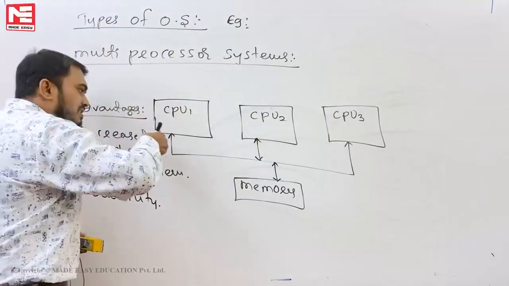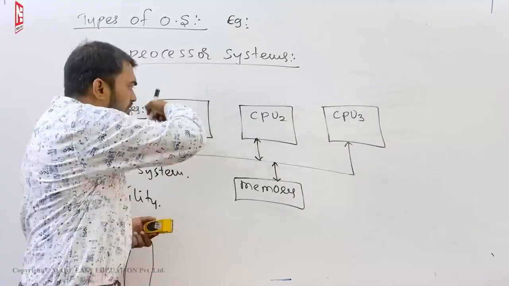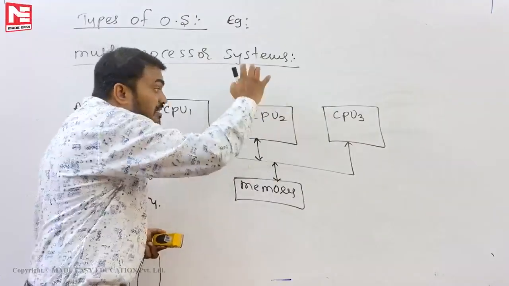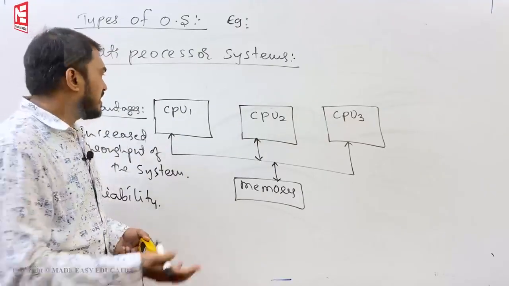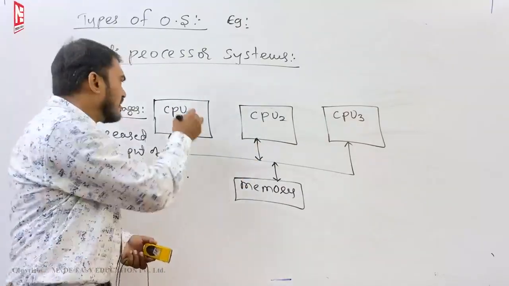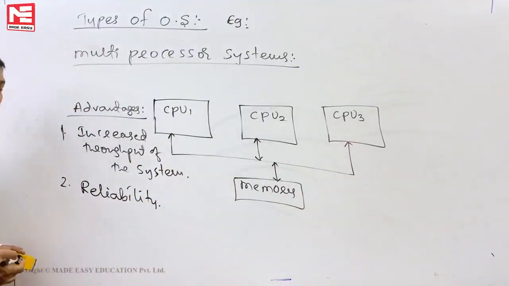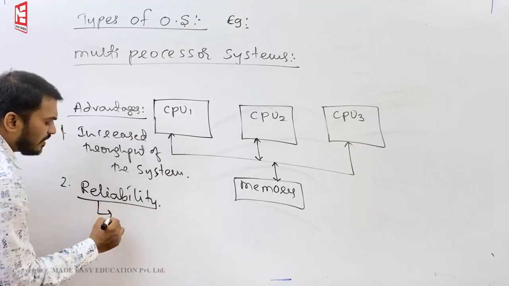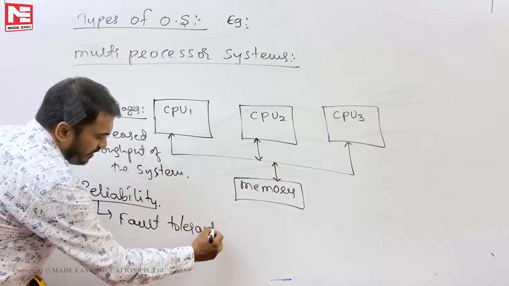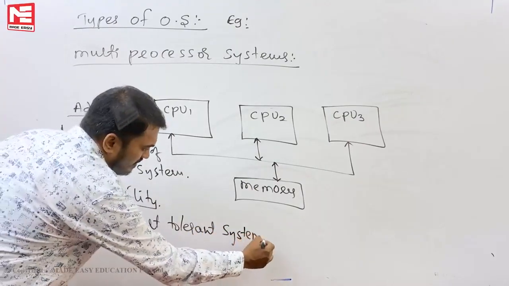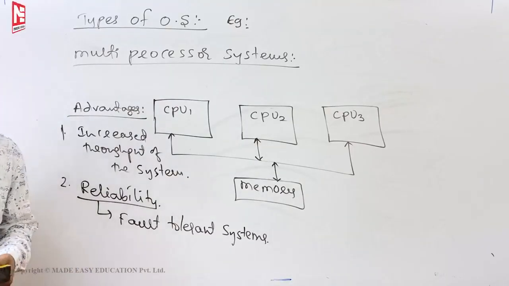if one CPU fails, maybe because of some reason, the system will still run with the help of the remaining CPUs. Maybe in our computer, let's say multiple processors are there. If one CPU fails, the system will still run with the help of the remaining CPUs. That is called reliability. The technical term we call it is fault tolerant systems. Make a note of this. So the technical term for reliability is fault tolerant systems.